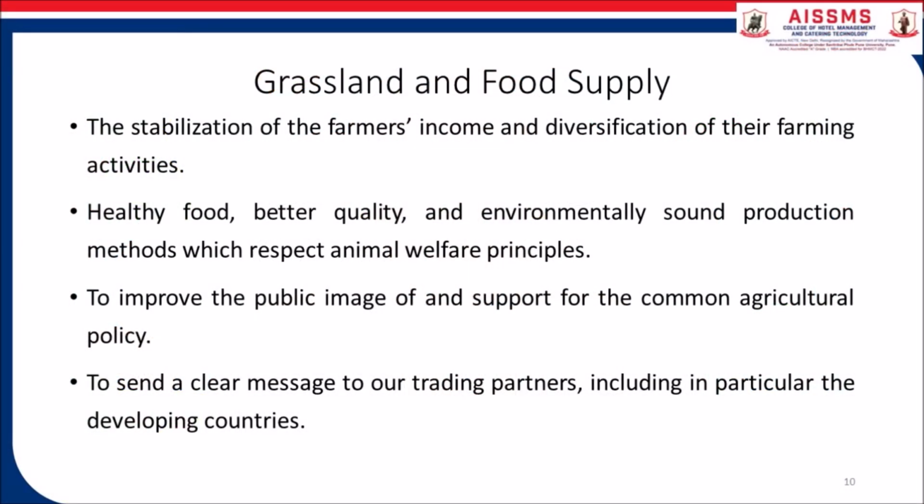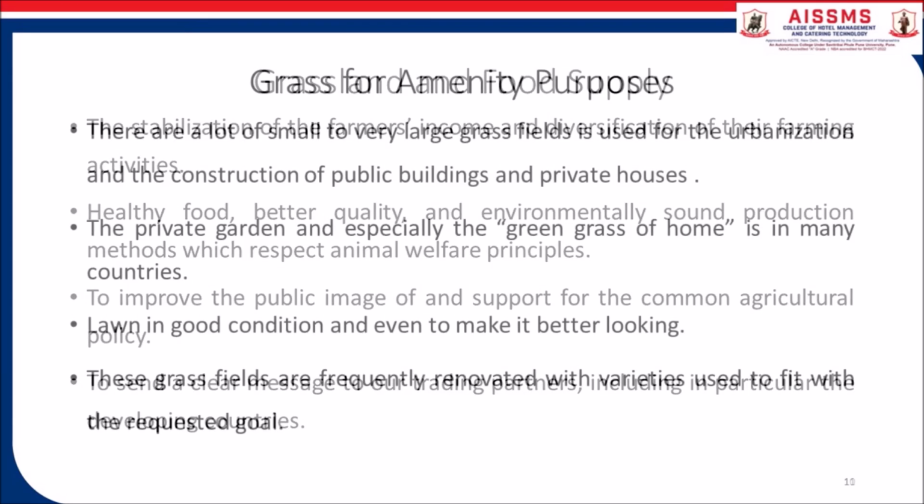The first role is known as grassland and food supply. To contribute sustainably and substantially to the stabilization of farmers' income and at the same time to the diversification of their farming activities. To be a credible answer to the demand of our citizens for healthy food, better quality and environmentally sound production methods which respect animal welfare principles as well. To help to improve the public image of and support for the common agricultural policies. To send a clear message to our trading partners, including in particular the developing countries.